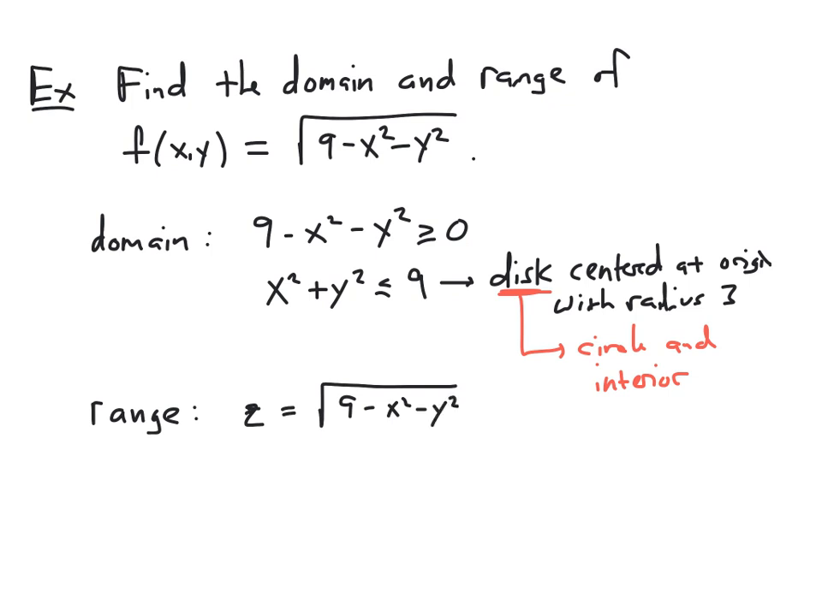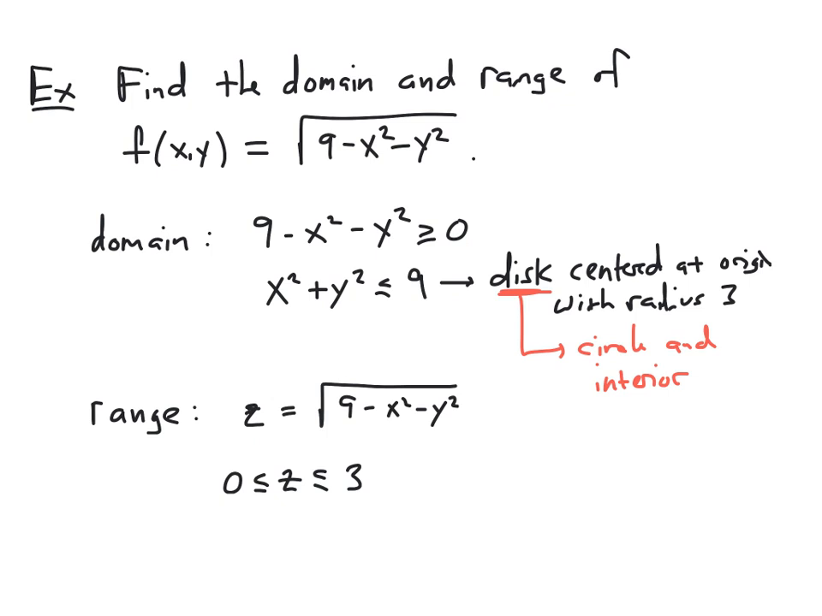So if we analyze this, we can see that z has to always be greater than or equal to 0 because it is the square root of some number, so it can never be negative. And also the largest z could possibly be is 3. If x and y are both 0, we get z equals the square root of 9, which is 3. But if either x or y is not 0, then we're going to subtract something from 9 and then take the square root. And so this number would be less than 3. So z has to be somewhere between 0 and 3.